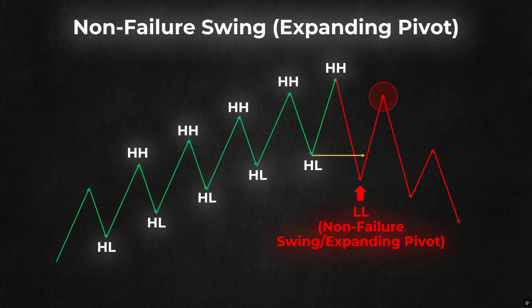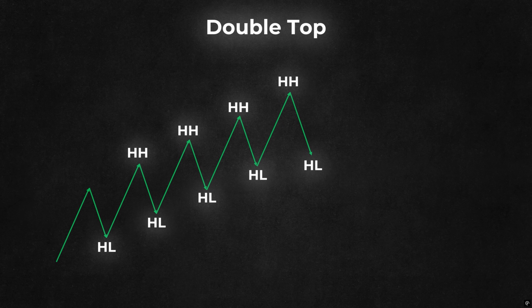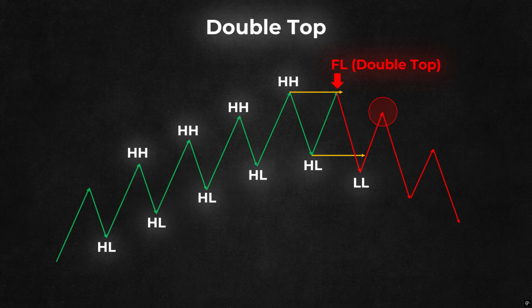The double top or bottom is something in between the failure swing and the non-failure swing. In this pattern, buyers produce a flat high, meaning a double top. The logic is that while they still have power, they are not powerful enough to create a higher high. The confirmation of this pattern comes when sellers produce a lower low.